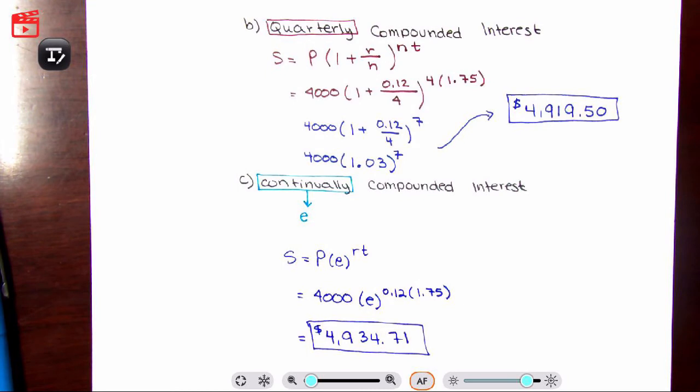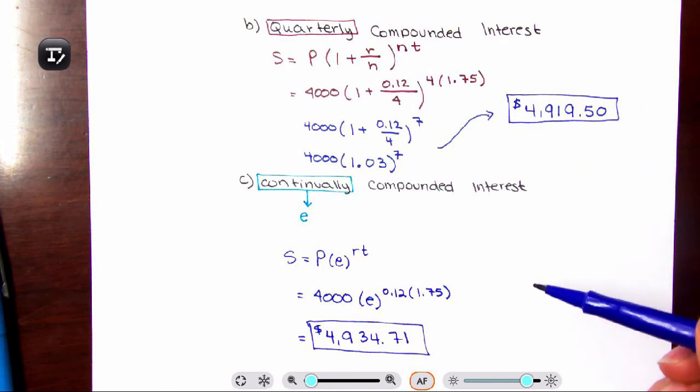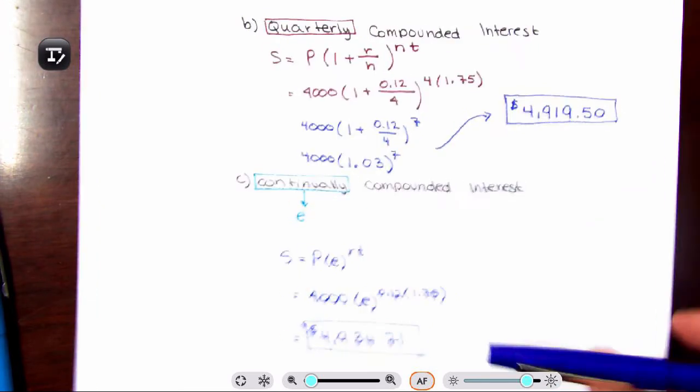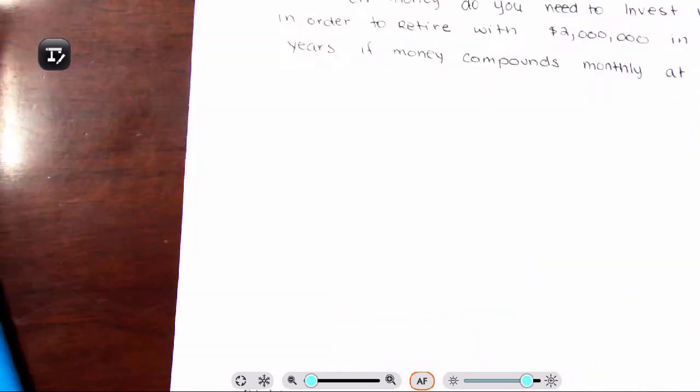Now, flip your mindset a little bit and imagine you are investing money, meaning you are putting money in and your money is growing. If you want to grow your money, then you definitely want compounded interest if you can get the continually compounded interest. But definitely compound interest is your friend. All right, let's do another example.